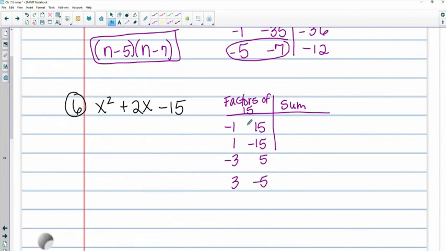All right, so the sums here, we end up with 14. When you add this, you get negative 14, so those don't match the 2. When you add these two, you get positive 2, and here you get negative 2, so the best one is the positive 2, which is negative 3 and 5. Is everybody okay with what I did here?